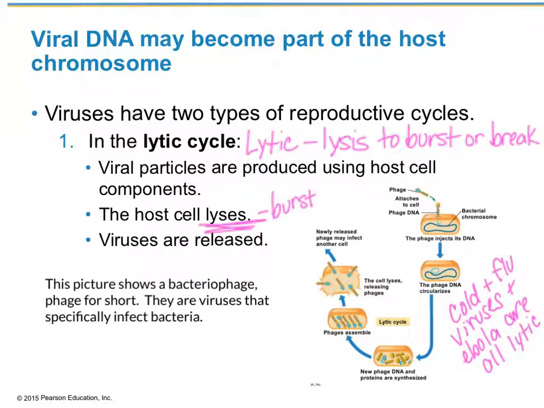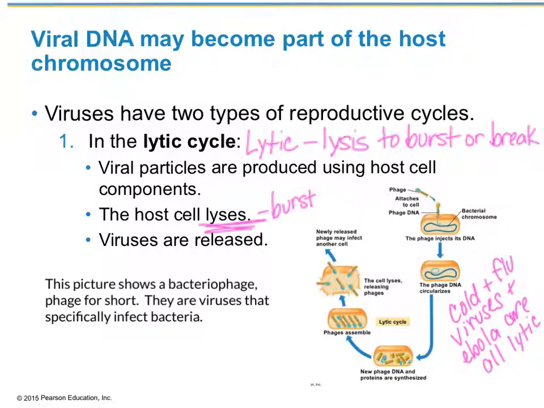Viruses have two types of reproductive cycles. The first one we're going to talk about is called the lytic cycle. If you remember, lytic comes from the word lysis, which means to burst or to break. So in the lytic cycle, the virus infects the host cell. The virus attaches, injects its viral material, and then uses the host cell machinery to make new viral particles. So once there's enough viral particles made, the whole entire cell bursts. So a lytic virus kills the host cell immediately.